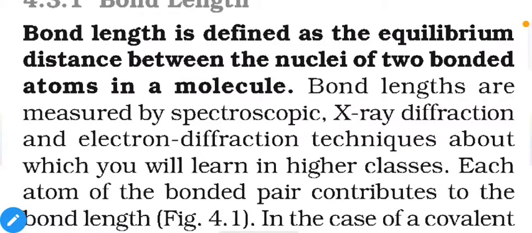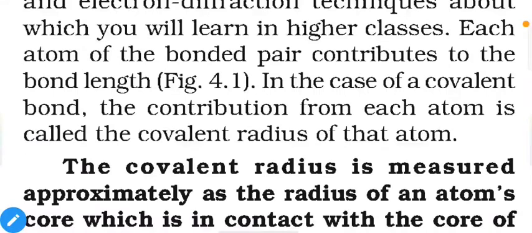Bond lengths are measured by spectroscopy, X-ray diffraction and electron diffraction techniques, about which you will learn in higher classes. We are not going to discuss them in detail, but these are the methods which can detect different parameters of microscopic objects like atoms and molecules. Each atom of the bonded pair contributes to the bond length. In the case of a covalent bond, the contribution of each atom is called the covalent radius of that atom.